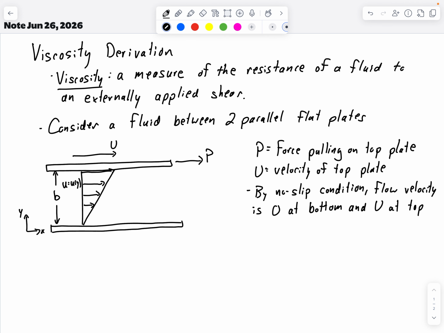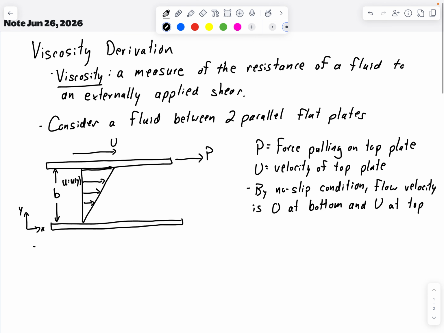Now you can think about this as having different layers of fluid, and each of those layers is resisting or shearing with the layers next to it. That is basically a shear stress in the fluid, which is resisting the flow. So we have this shear stress tau in the fluid, which is resisting the flow, which is why it takes some force P to move that plate. So how do we quantify this shear stress and relate it to the motion of this plate?